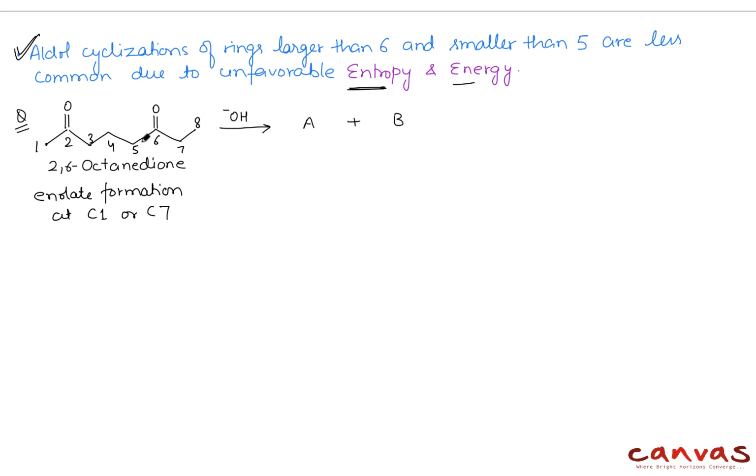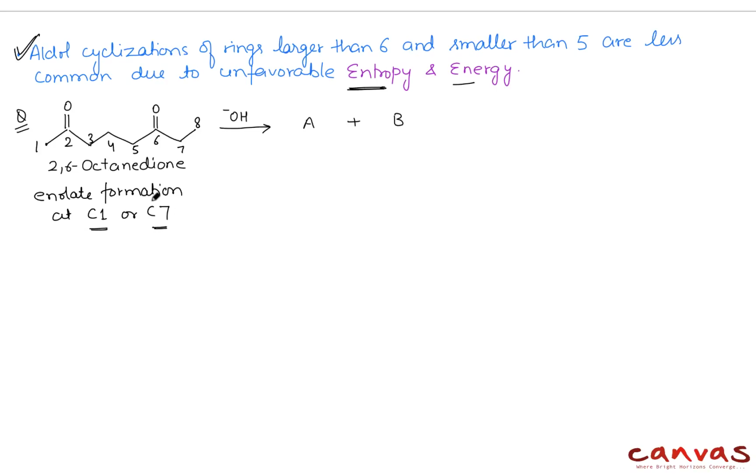Why not from 3 and 5? Because I told you earlier, if you remove a hydrogen from the 3 position and form the enolate and attack this carbonyl group, then 1, 2, 3, 4, you are going to end with a 4-membered ring. Same if you form enolate at the 5th position and attack this keto, then 1, 2, 3, 4, again you are getting a 4-membered ring. Okay, so that is why we chose 1st or 7th. So either you get an enolate at C1 or at C7.